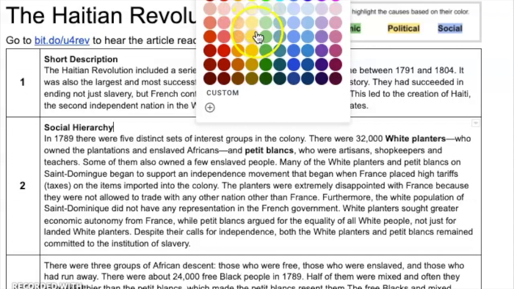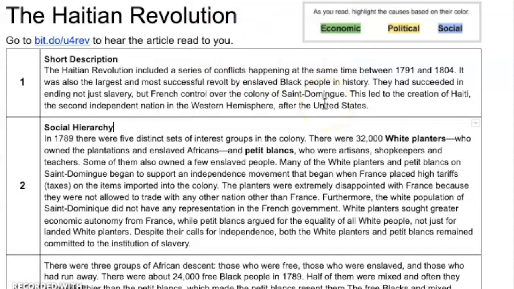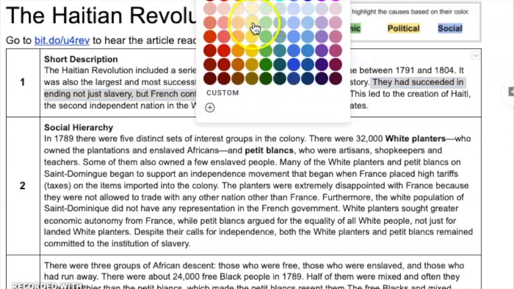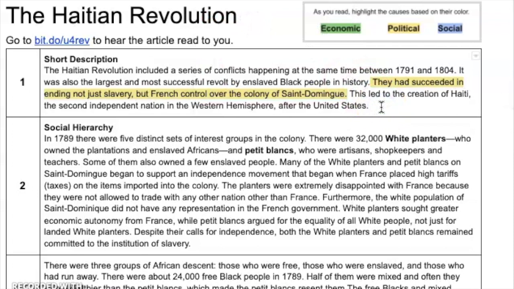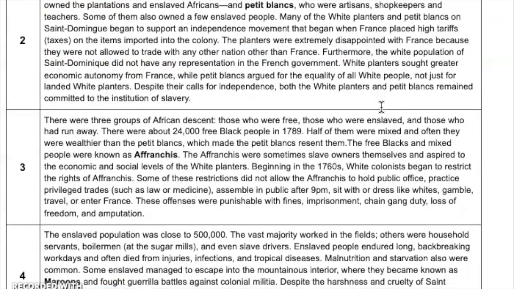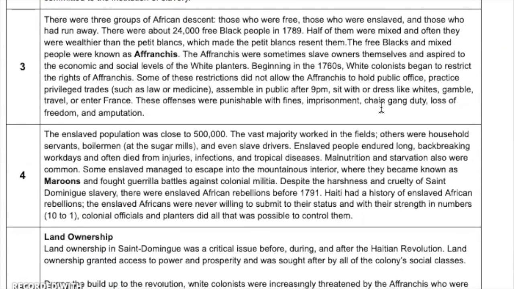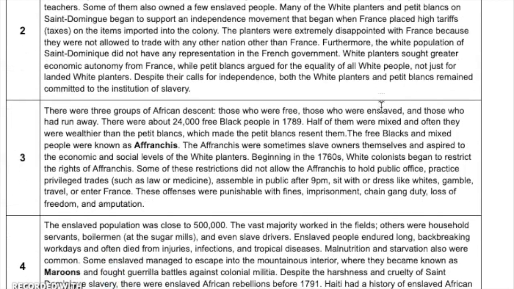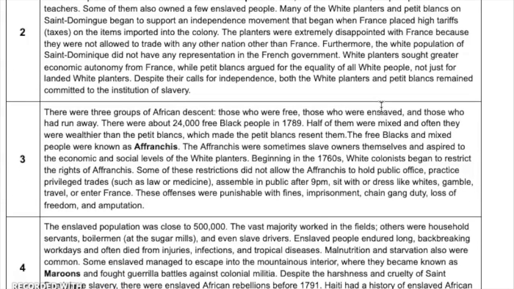But here, I do see a political statement where the people in Haiti succeeded in ending not just slavery, but French control over the colony of Saint-Domingue. I think that's a political cause. It's not really a cause, but it helps us understand some of the political experiences from the revolution. All right, paragraph 2 through 4 talks all about social hierarchy. So I would say we're going to see a decent amount of blue in this section.